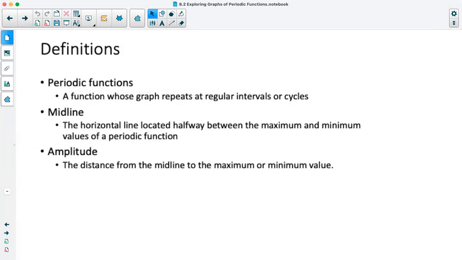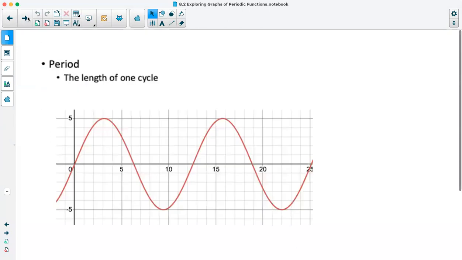Periodic functions are functions whose graph repeats at regular intervals or cycles. The midline is a horizontal line located halfway between the maximum and minimum values of a periodic function. Our amplitude is the distance from a midline to a maximum or minimum value. Now, a period is the length of one cycle. Now, I'll talk about everything that we just had in terms of this periodic graph here.